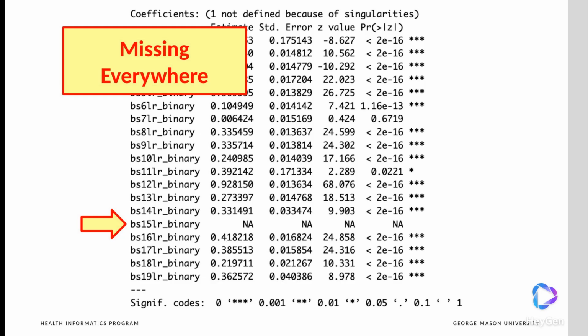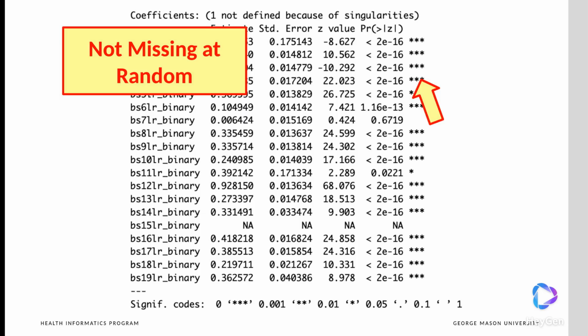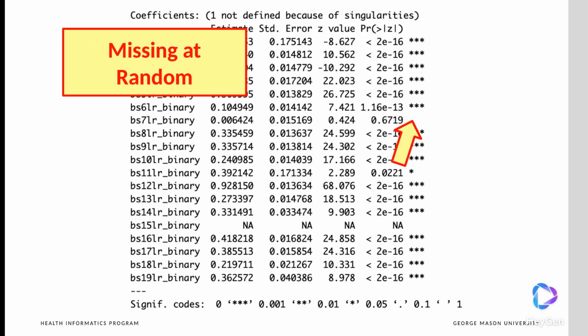One of the variables, the binary variable for body system 15, is missing everywhere, and the regression was not able to process this variable. Drop this variable. Variables that are significant predictors of response are said to be not missing at random. Variables that are not significant predictors of response are missing at random.